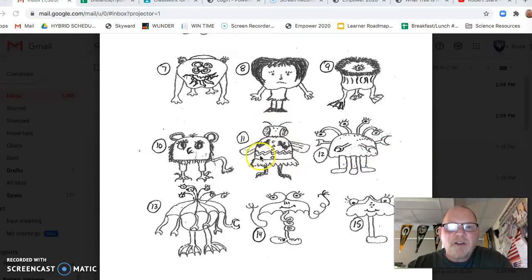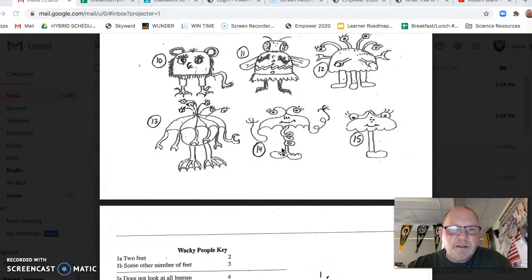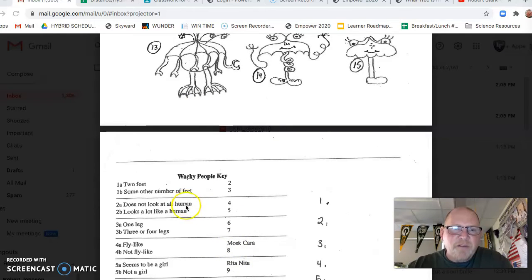Again, we have this fly looking thing. We're going to jump back to number 1. Does it have 2 feet or some other number of feet? It has 2 feet. So then 2 says go to 2. Does it look human or not look like a human? I would say it does not look human. So we go to 4.